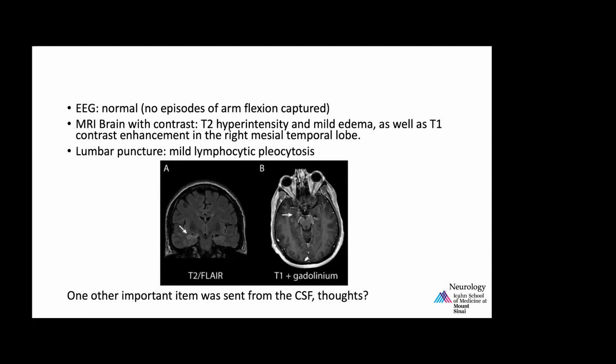Any thoughts about the one other thing that we should send from the CSF? And this is like a totally tricky one, but anything that you would want to send now that you're seeing this? Yeah, HSV is a good thought. Usually HSV takes up a bigger area of the temporal lobe, it's a little more destructive, and it's not as sort of subacute, but it's certainly reasonable, and you definitely want to rule it out. You would probably want to send it and make sure it's negative. It was in this case. And then autoantibodies, great. And then there's a question. So we did send autoantibodies, and I'll show you what came up there.